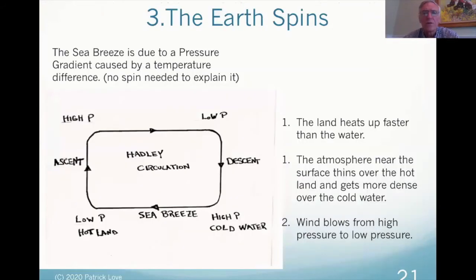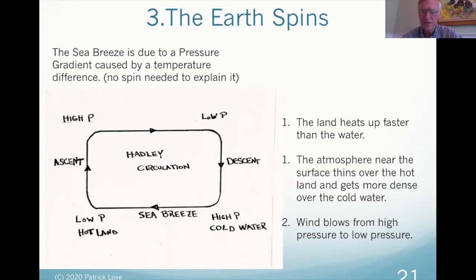Now, the next big factor driving the Earth's climate is the spin. To understand what effects the spin has, we have to first understand what's called the sea breeze. This is not a spin effect; it's an effect due to land and water, but it's going to be a very simple model for what we're going to use for atmospheric circulation. So we need to understand this.